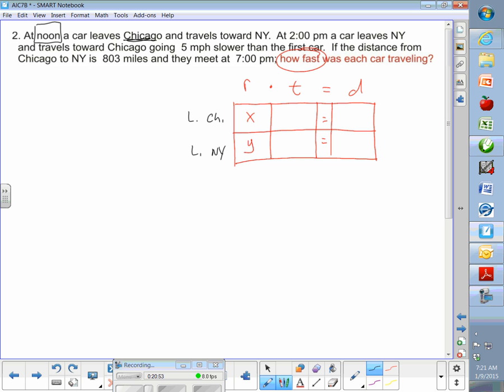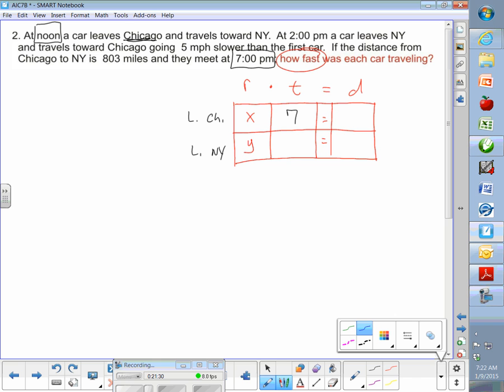What else does it say about time? Keep reading. If the distance from Chicago to New York is 803 miles and they meet at 7 p.m., that's how long this first car traveled, from noon to 7 p.m. And we all know that from noon to 7 p.m. is how many hours? 7 hours. So what's the time for the leaving Chicago? 7 hours. Hey, you can do that. And sometimes it'll just tell you the car traveled 7 hours. In this case, you had to think of noon and 7 p.m.